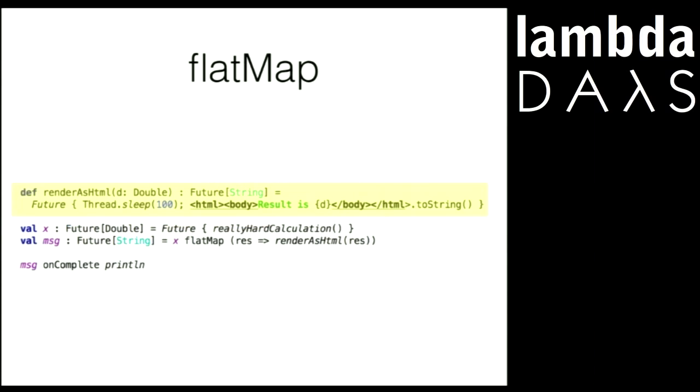So that's great. So let's come back to our really hard calculation example. Now I decided that I want to render HTML after I obtain my double. So I've got this rendered as HTML, and this is slow, so I'm going to wrap it with the future as well. So we got this X future, which is a future of double. Now what we can do is we can just flat map that with render as HTML, and that will give us future of string. And then once we've got the future of string, we can do the usual, register callbacks, do map on it, whatever we want.